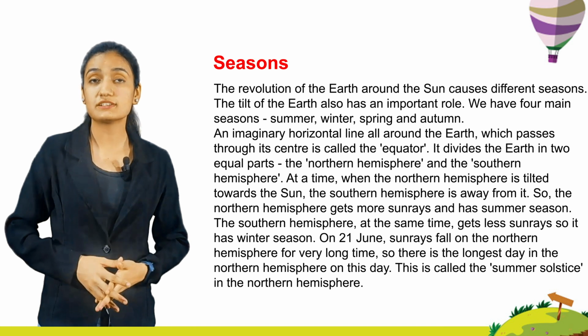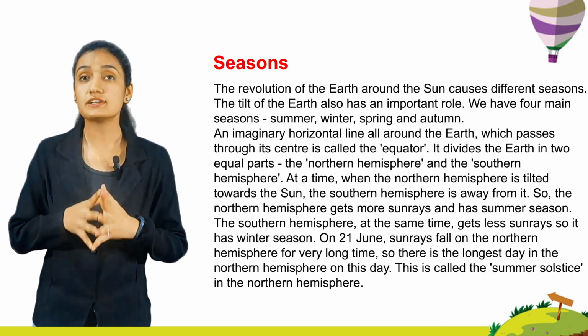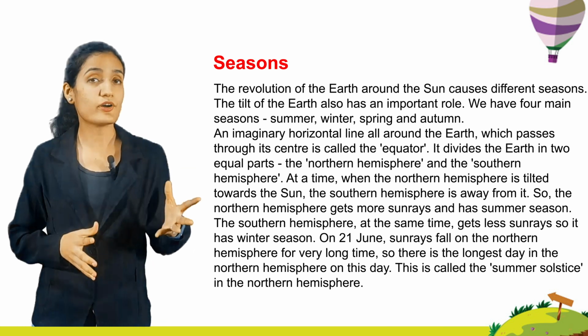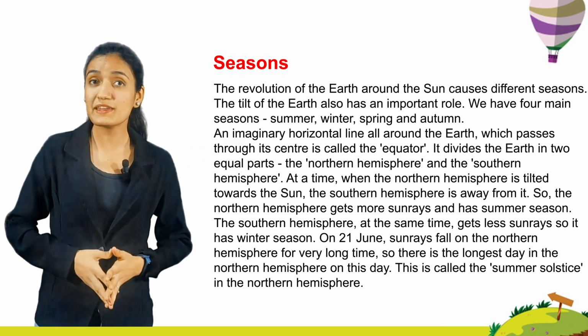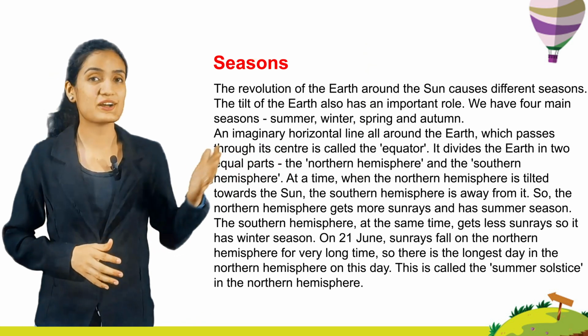Seasons. The revolution of the earth around the sun causes different seasons. The tilt of the earth also has an important role. We have 4 main seasons: summer, winter, spring and autumn.